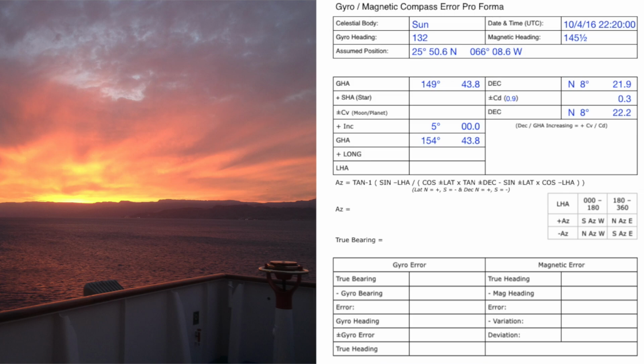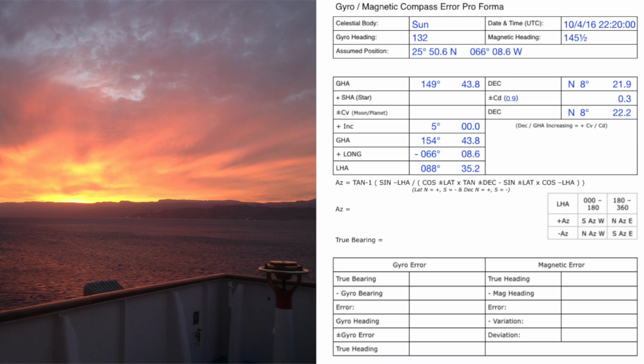This is the actual value of the Greenwich hour angle for the sun if we were on the prime meridian at 22:20 and 0 seconds UTC. As we're not on the prime meridian, we have to correct for our current longitude. In this case, we add the longitude, which because it's west, we consider to be negative. So we do 154 degrees, 43.8, plus, minus, 66 degrees, 08.6 minutes. This gives us a local hour angle, or LHA, of 88 degrees, 35.2 minutes.